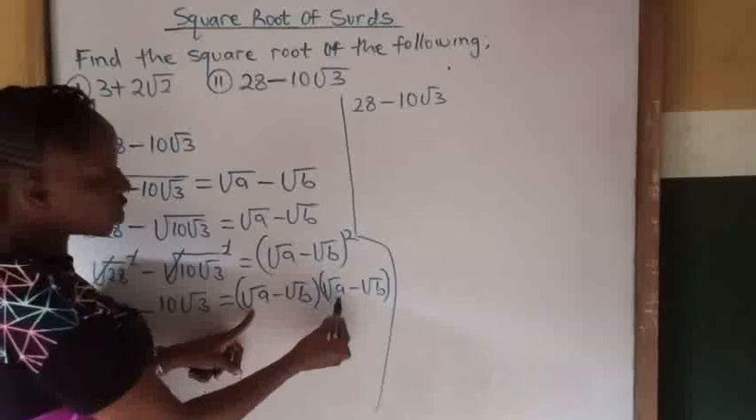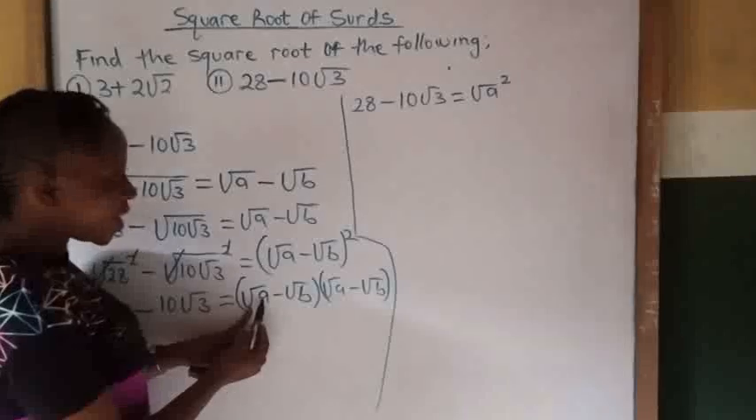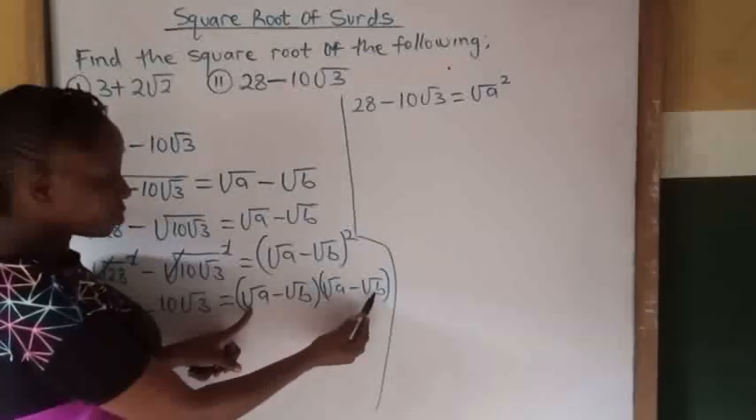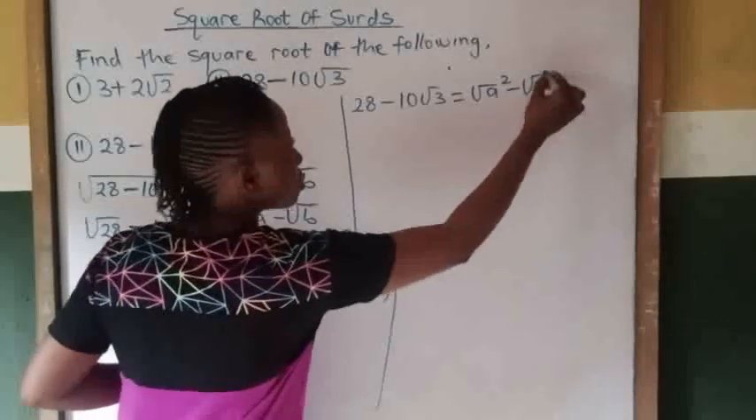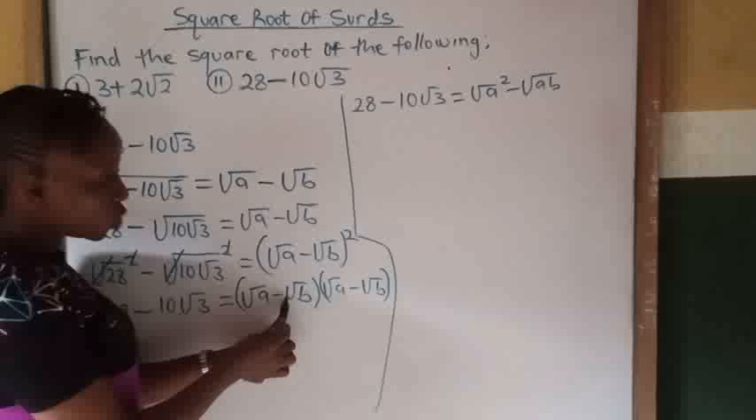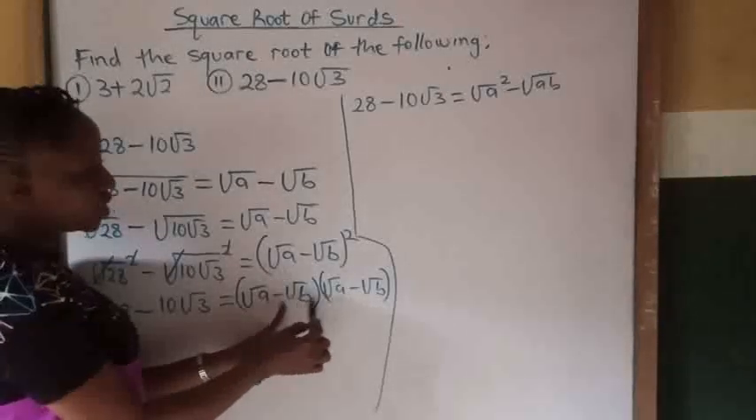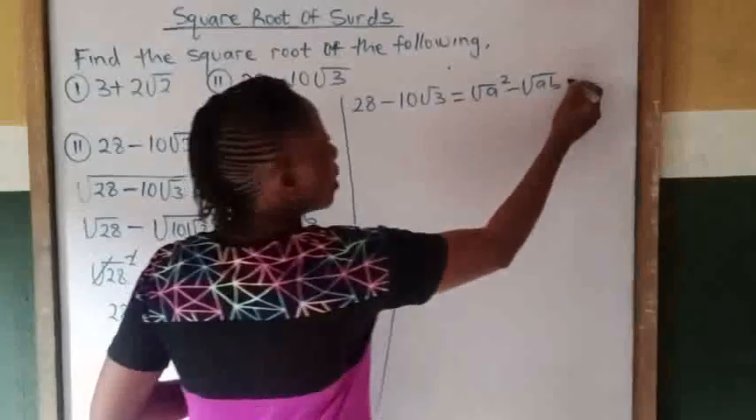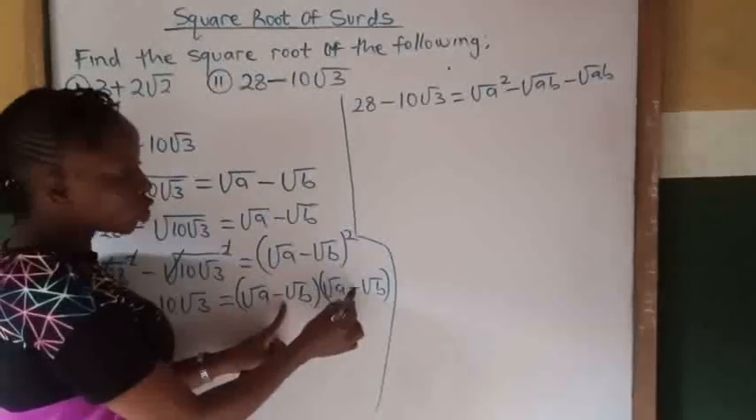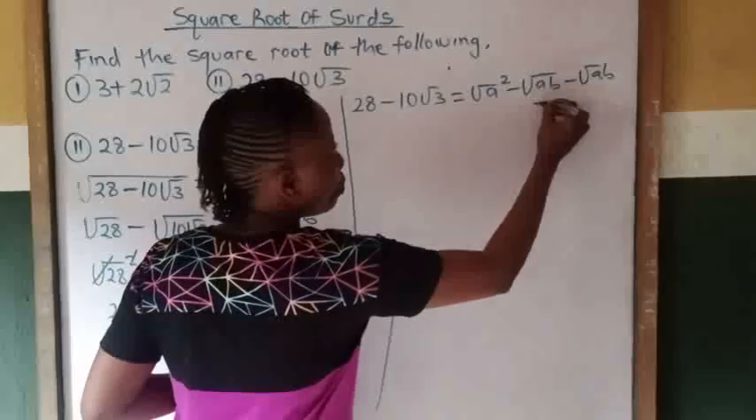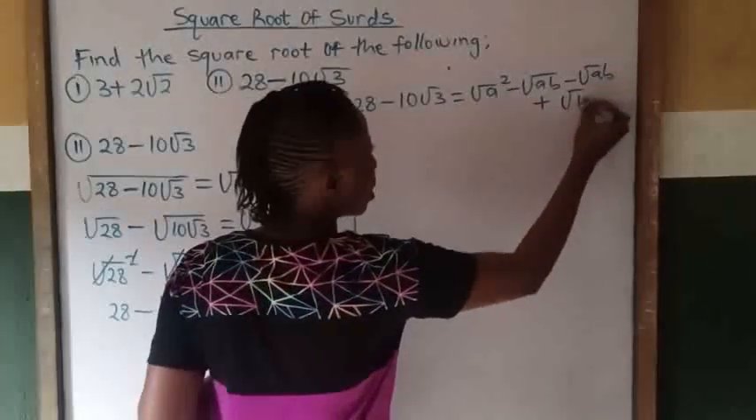So root a times root a will give us root a squared. Root a times minus root b, that's a times b, will give us minus root ab. So let's use the second term to open the second bracket. Minus root b times root a will give us minus root ab. Then minus times minus will give us plus. Then plus root b times root b will give us root b squared.